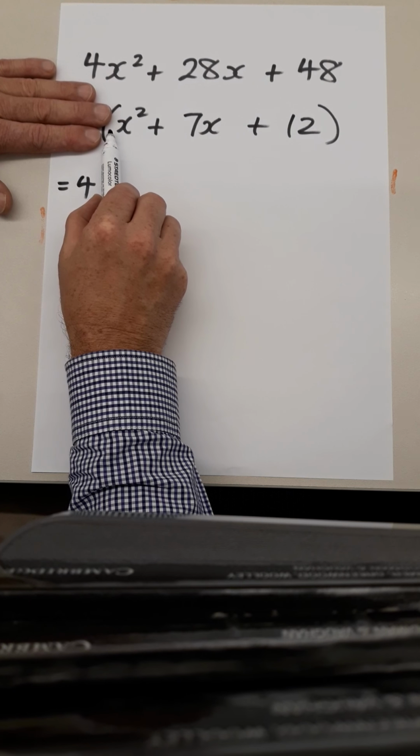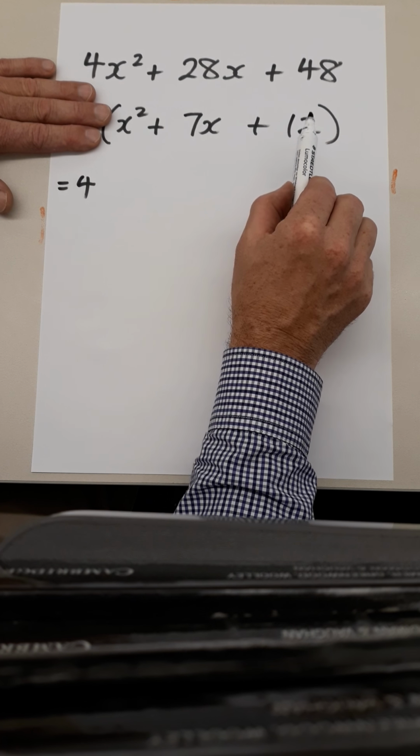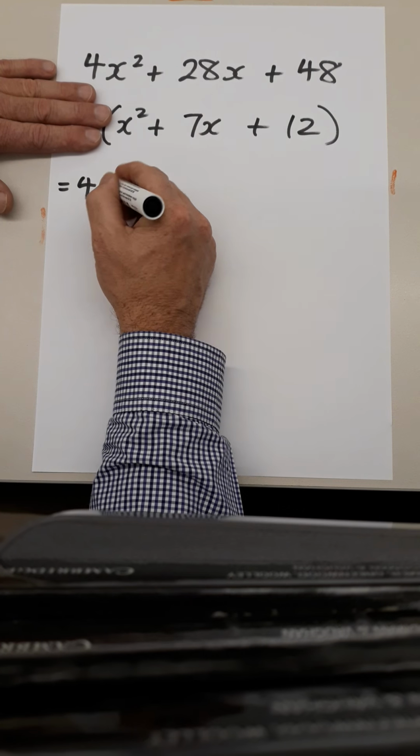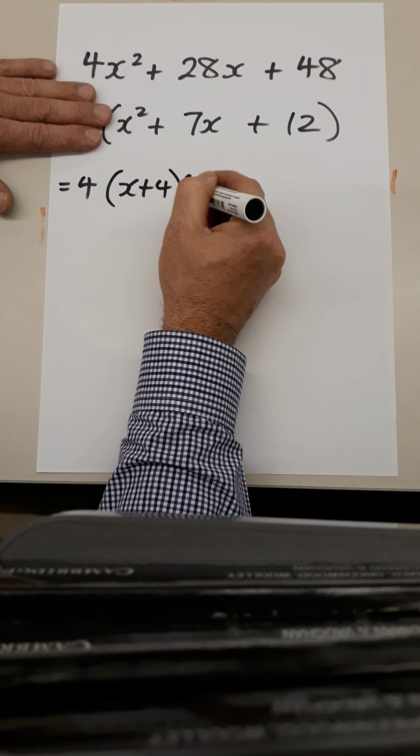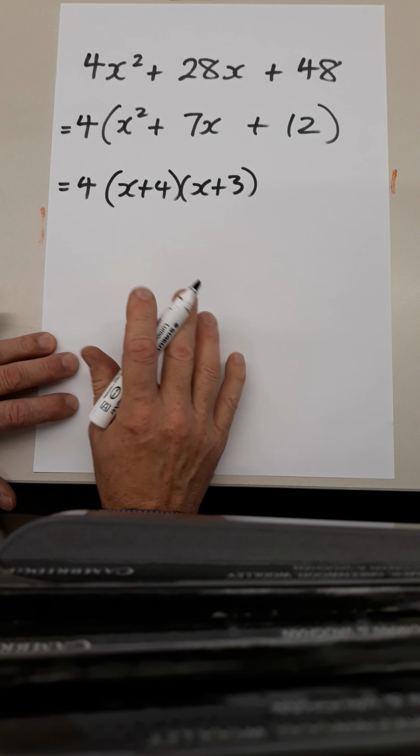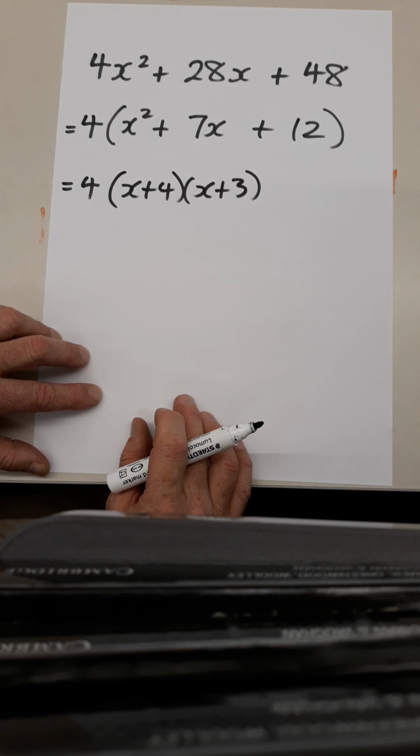Because it's monic, there's a 1 in front of there, we simply find two numbers that multiply to be 12 and add to be 7. So that's easily factorised. One of the factors is 4. Be careful of that. If it's non-monic, see if you can take out a common factor first.